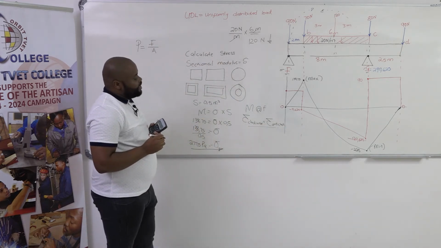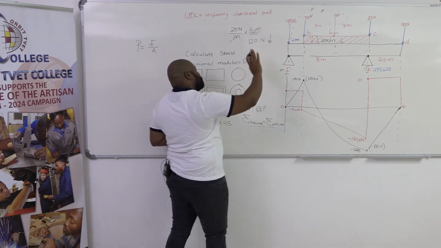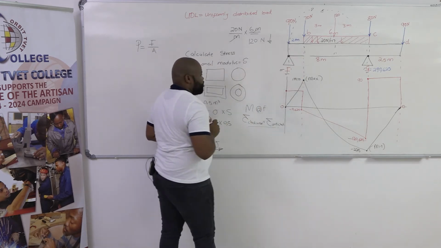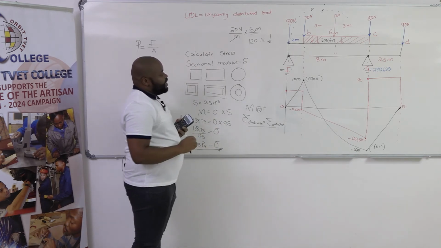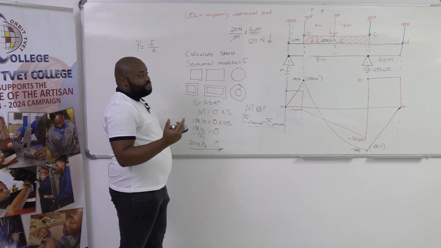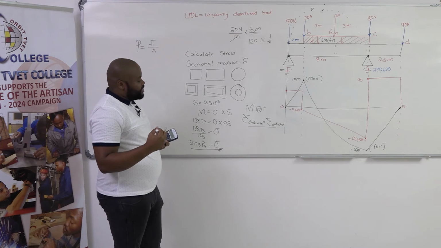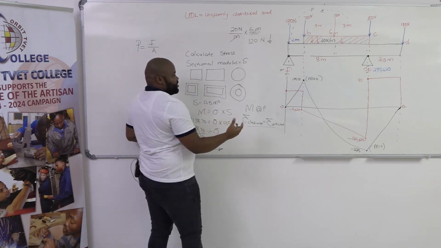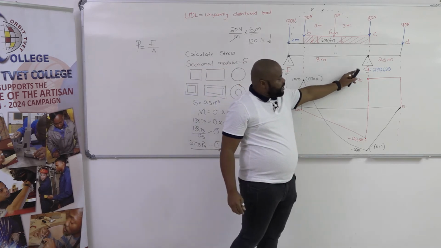After writing this formula down, you look at all the forces that are going in the clockwise direction. You write them on one side, and then you'll have G going anti-clockwise. It will only be G, the force going in the anti-clockwise direction. Then you write G on the anti-clockwise side, and you are able to calculate the value of G.